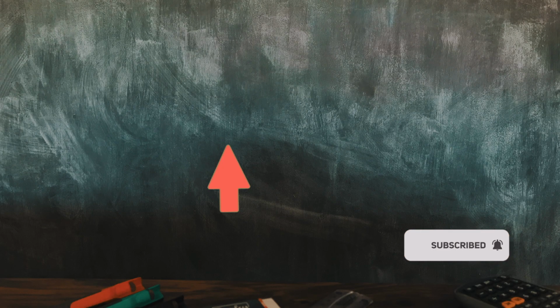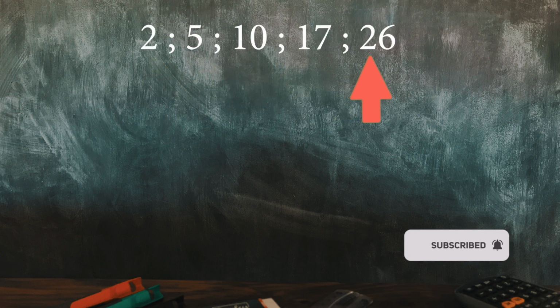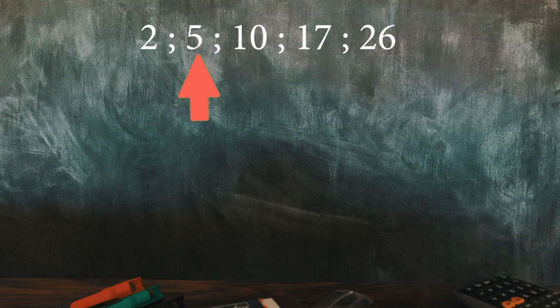We are given the following series. There it is. Now let's quickly test what type of series this is. So what do we need to do? We're going to subtract consecutive terms.